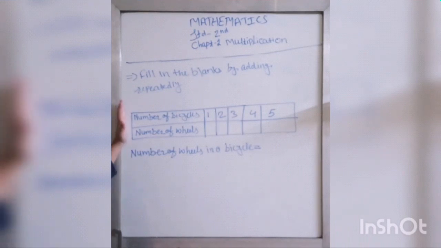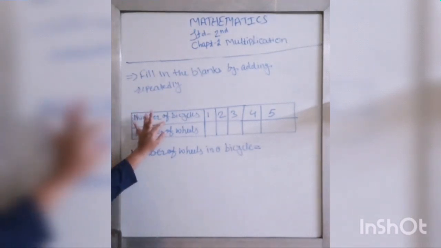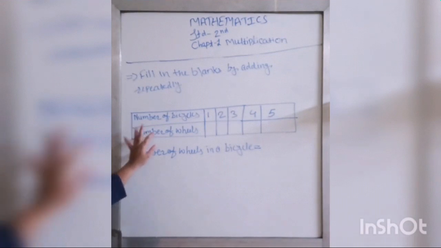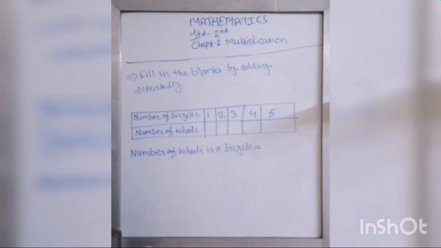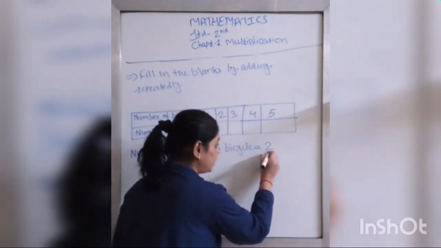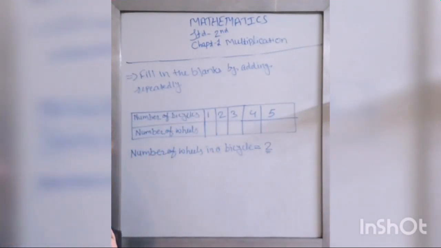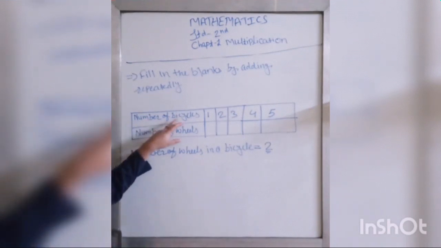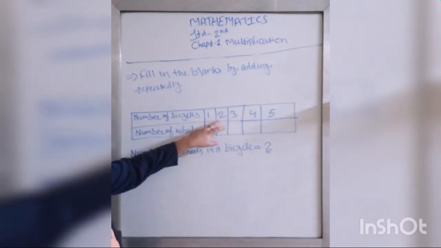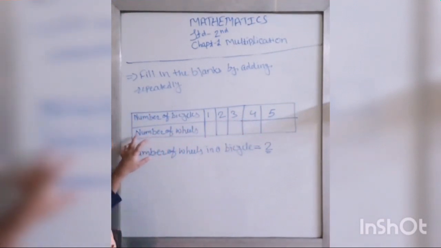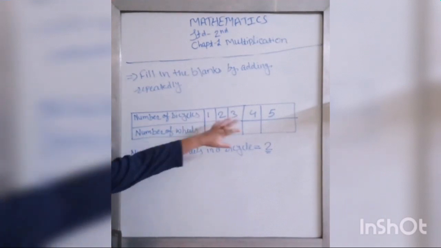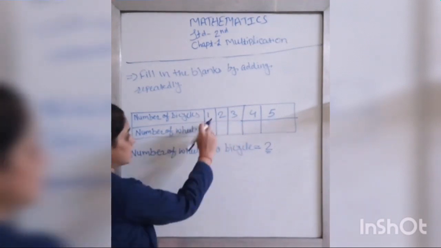Okay. Now one example is given here, the number of bicycles and the number of wheels. All of you must have ridden bicycles. Can you tell me the number of wheels in a bicycle? It has 2 wheels. So what is given here? The number of bicycles, that are 1, 2, 3, 4, 5. We are going to find out the number of wheels in bicycles. Okay. Now see the first one.